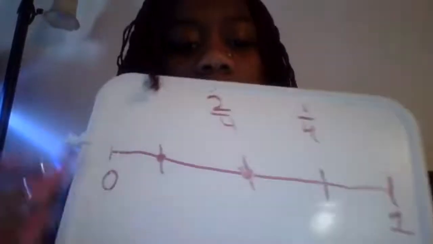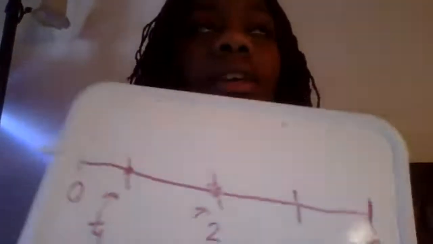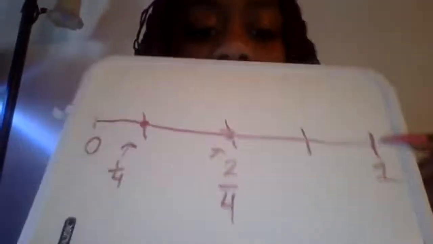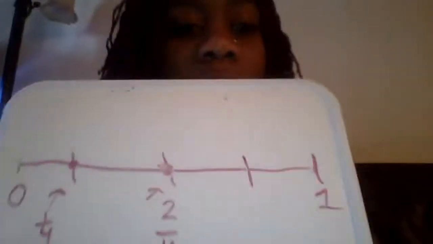So let me write it where it's supposed to go. This point on a number line represents 1/4. And this point represents 2/4. Now, to figure out which one is bigger, what you will be looking for is which point is closer to 1. And the point closer to 1 would be 2/4. So that means that's the greater fraction.